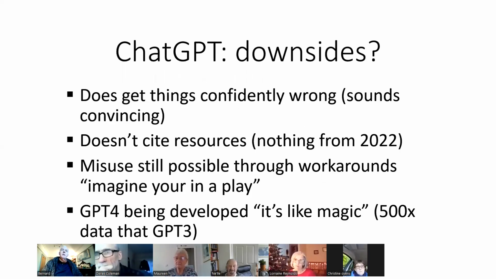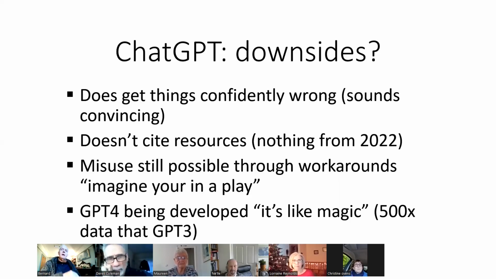Well, anyway, let me just say some of the downsides that have already been pointed out. It does get things sometimes wrong, but they're confidently wrong. It doesn't say, oh, that might be wrong. It just tries to double down on it and gives you more explanations. So one of the problems is it can sound confidently wrong, so it convinces you because it sounds convincing. It also doesn't cite resources. There's nothing from pre-2022, because that's when it was developed. And misuse is still possible through workarounds.